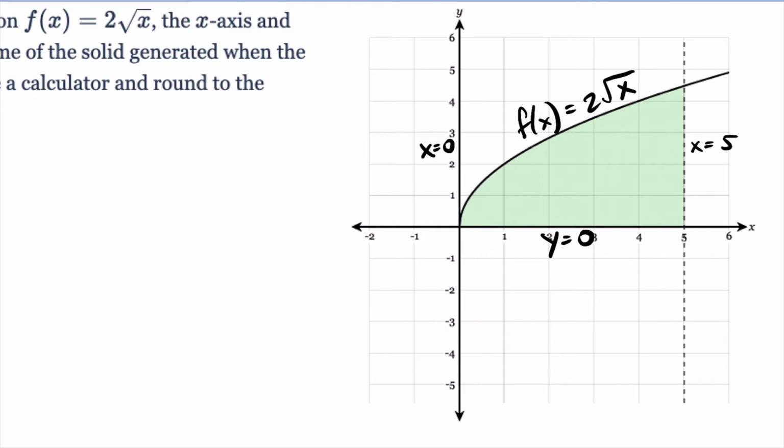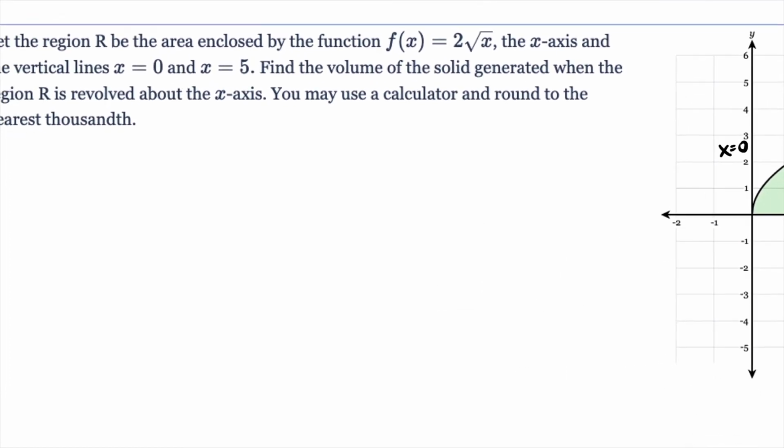So the next thing I have to do is figure out which way this thing is revolving. Is it revolving around a horizontal line or a vertical line? I have two vertical lines, x equals 0 and x equals 5, and one horizontal line, y equals 0. So you have to figure out where it's revolving. They'll always tell you, but you have to look.